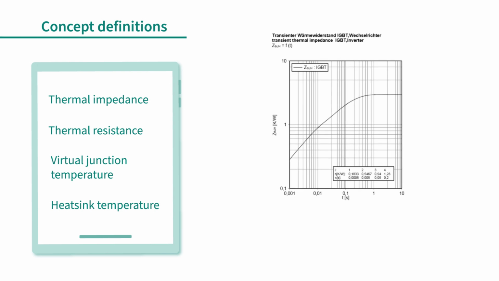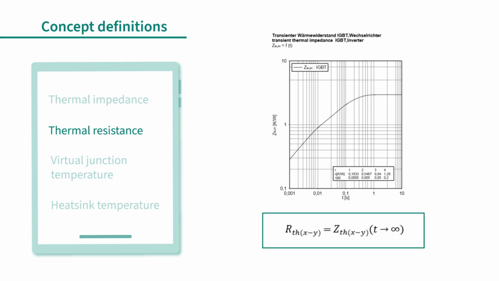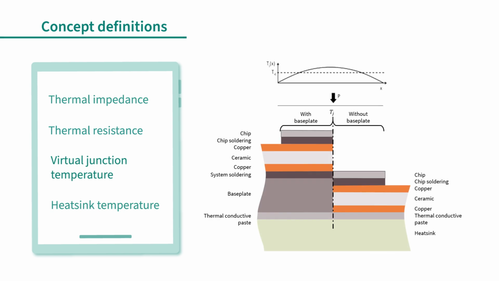But what's the difference between the transient thermal resistance and thermal resistance? Well, thermal resistance corresponds to the ZTH that sets after an infinitely long time in which the thermal system is stationary. Also, the junction temperature determined in this way is an average value, which is why we speak here of a virtual junction temperature. In switching mode, the temperature in a chip is not homogeneously distributed, but a temperature field is formed over surface and volume.